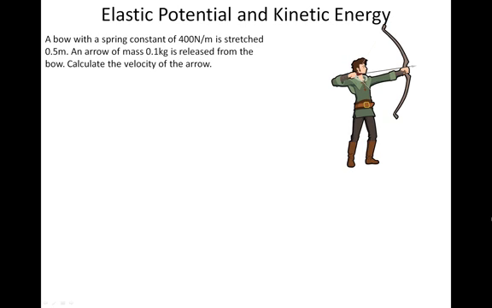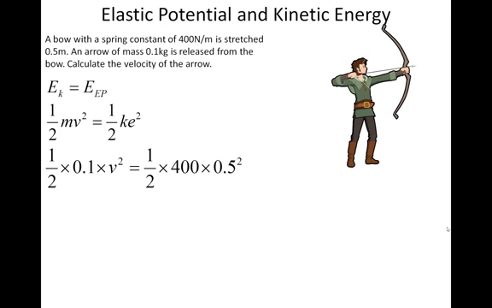Again, a perfect energy transfer means all of the energy in the elastic store will go into the kinetic store, or vice versa. So we have a half mv squared equals a half ke squared. Now, we have the mass of the arrow, which is 0.1 kilograms, so m can be replaced by 0.1. We have k, which is 400 newtons per meter, and we have e, the extension, which is 0.5 meters.